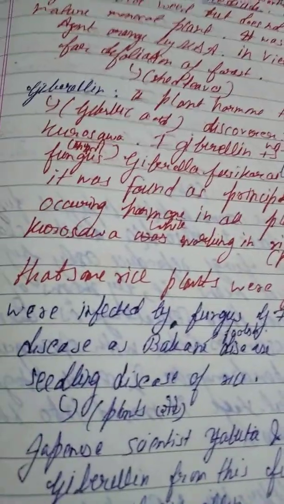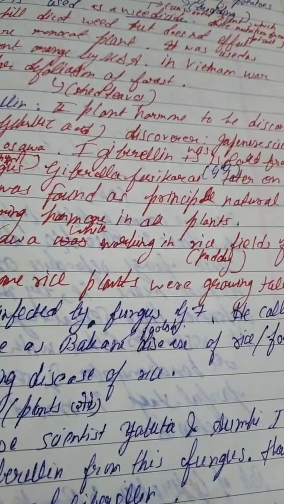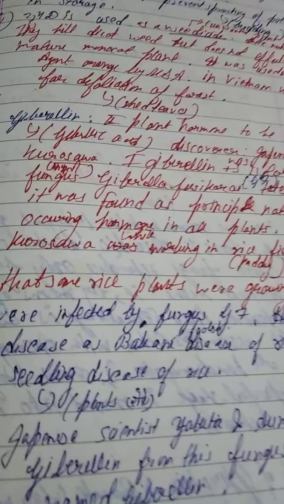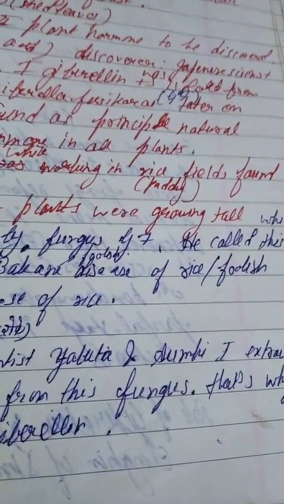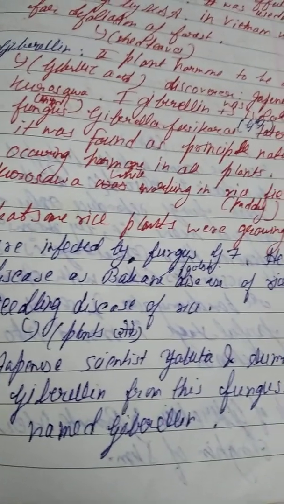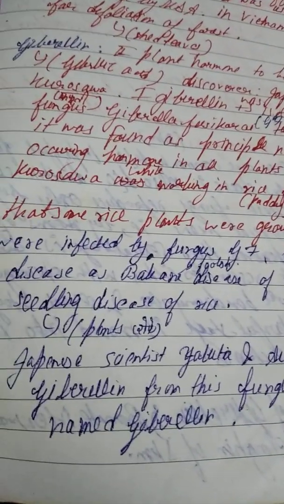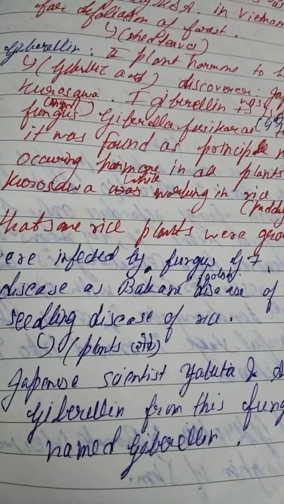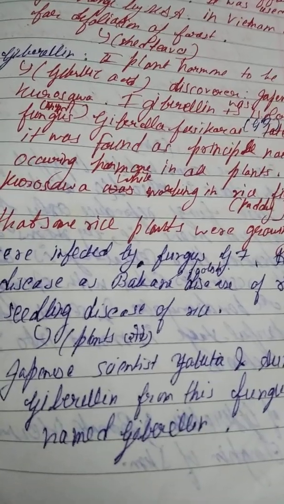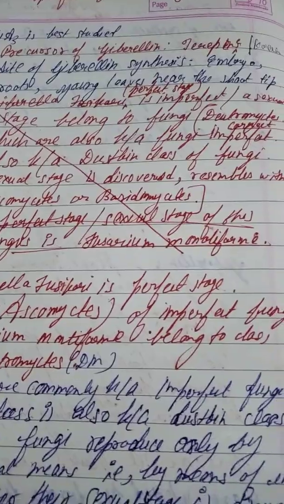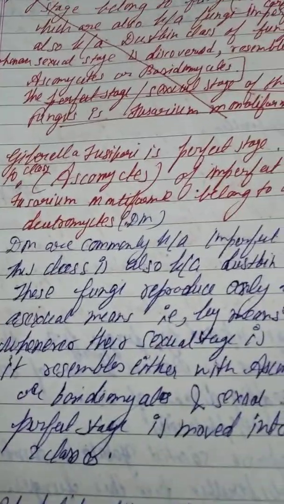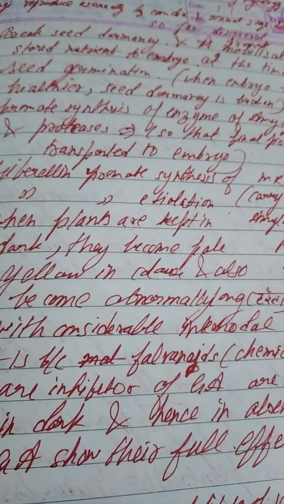Student, now some facts about gibberellin. Gibberellin was the second plant hormone to be discovered. It was discovered by the Japanese scientist Kurosawa, and there were two Japanese scientists, Yabuta and Sumiki. They first isolated gibberellin from Gibberella fujikuroi fungus, and this Gibberella fujikuroi causes a disease called Bakanae disease or foolish seedling disease of rice. Also remember the precursor of gibberellin is terpenes. And student, please remember gibberellin breaks seed dormancy.